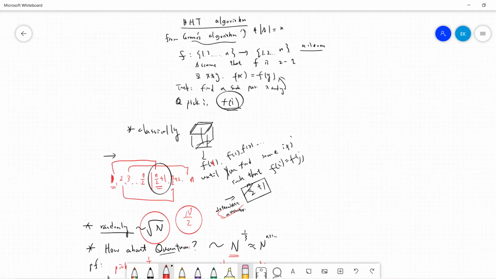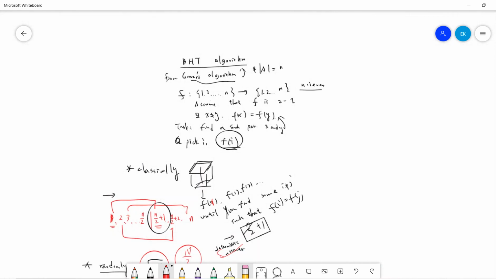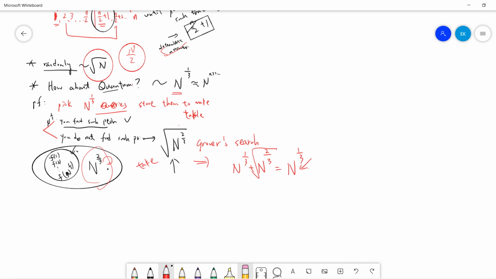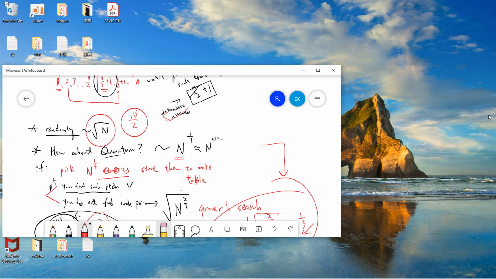Okay, now this is the famous BHT algorithm. If you Google Wikipedia and search for the BHT algorithm, you can see the same argument. I think this is the first non-trivial Grover-type algorithm, which is really interesting. And I will see you guys in the next videos.